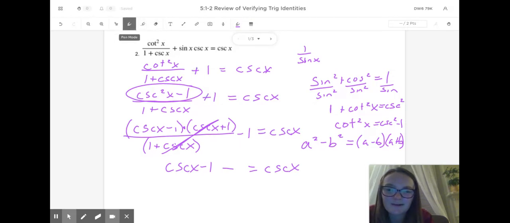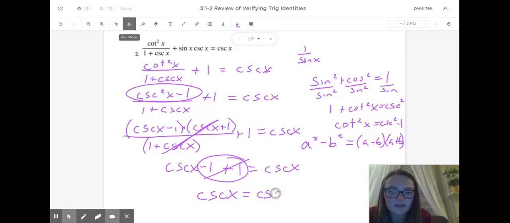Otherwise, this does not work. Okay. All right. So what I can see here is that the minus 1 and the plus 1 are going to cancel. And I get that cosecant x is equal to cosecant x. And that right there is verified.